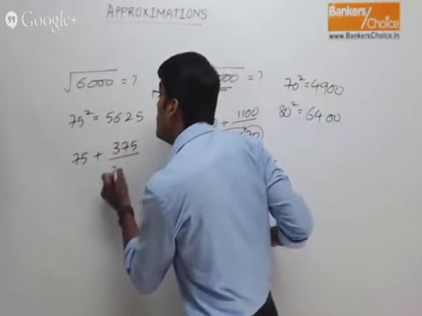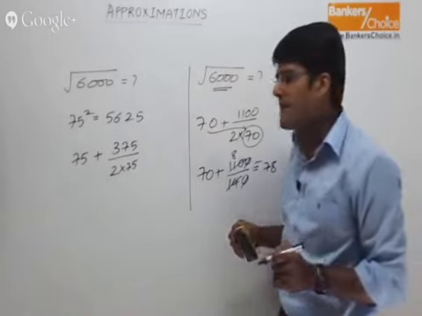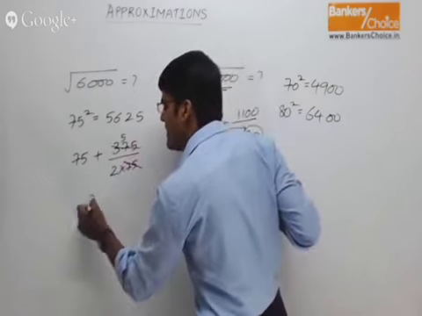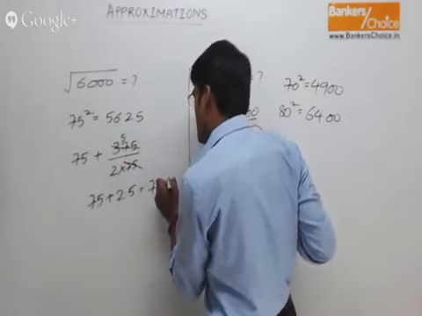375 divided by 2 into 75. How much is this? 75 goes 5 times in 375. 5 by 2 is 2.5. So 75 plus 2.5 is 77.5.